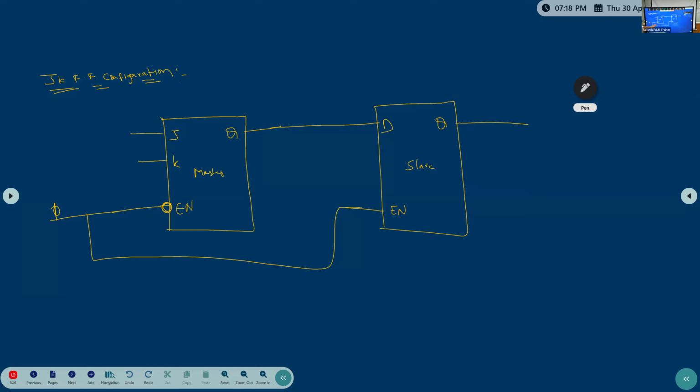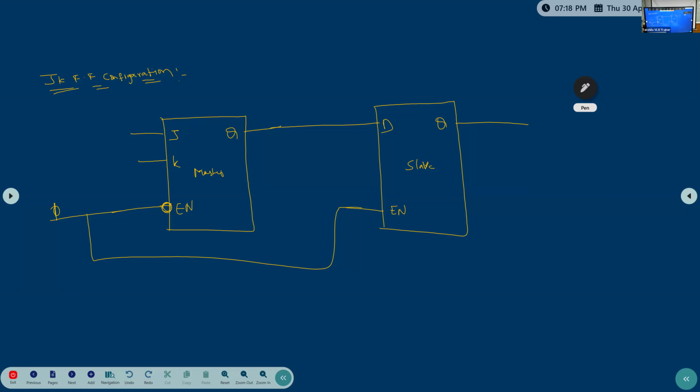So this is the configuration. This is a master, JK, slave. Slave is D. Clear? So now we'll see the timing diagram of this one, how the output will be generated. If you see, then you will get the clarity of this one.